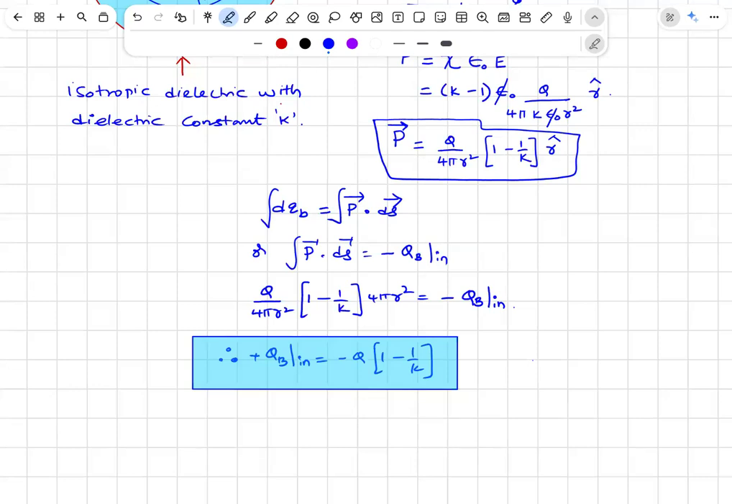Again, recall the formula once again. Integral P bar dot ds bar is equal to Q bound out. Integral P bar dot ds bar is equal to minus Q bound in. Another one: sigma bound is equal to P bar dot n cap. P bar is susceptibility times epsilon naught times E bar. I am using only these again.